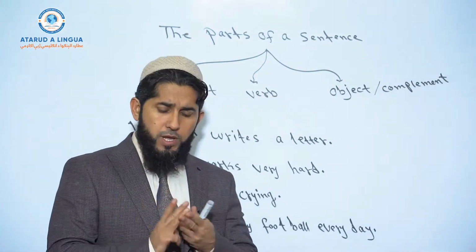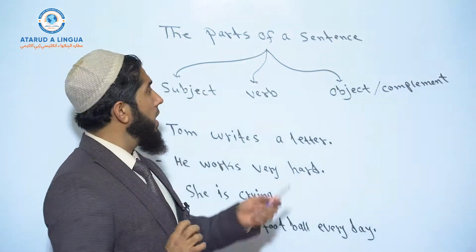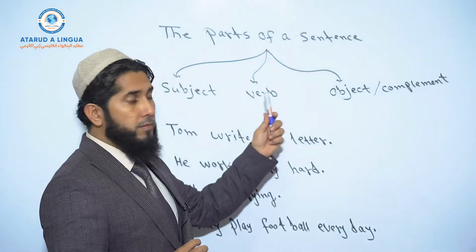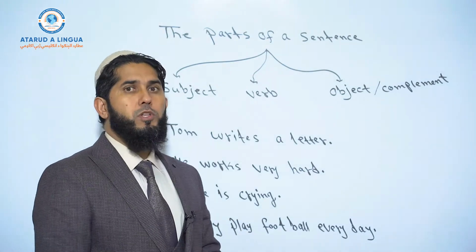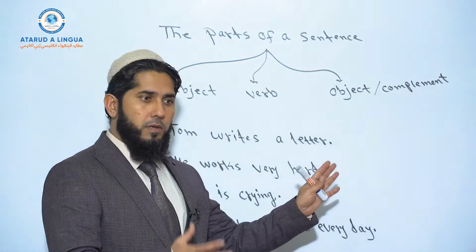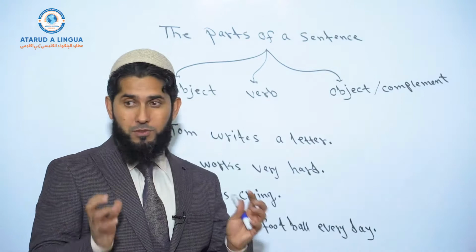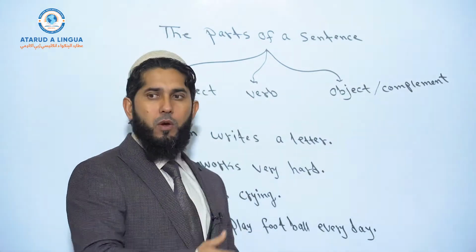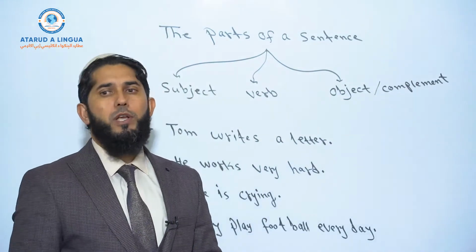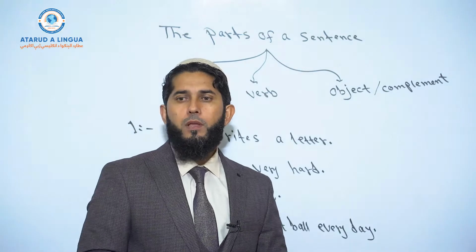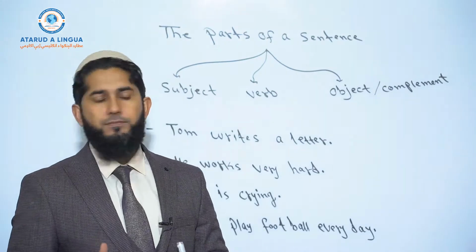So a sentence has three very, very important parts. Okay? Subject, verb, object, or complement. And now a lot of students are confused about object and complement, like what they are, or what the difference is between these two. Today, in this video, I will explain the difference between object and complement as well. So, in the future, inshallah, you won't have any problem with understanding or knowing the difference between the object and complement.